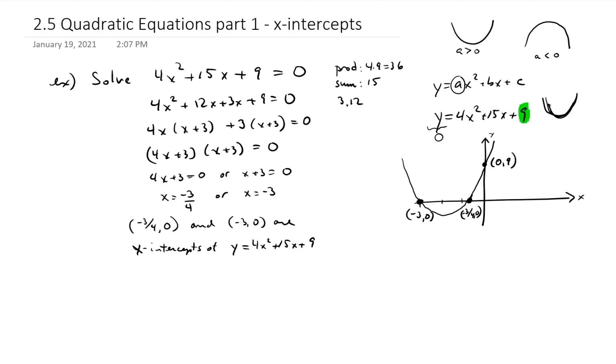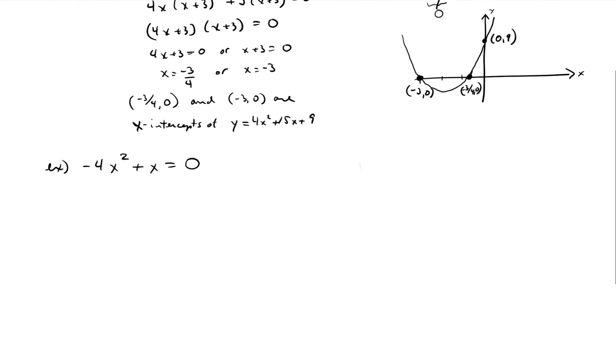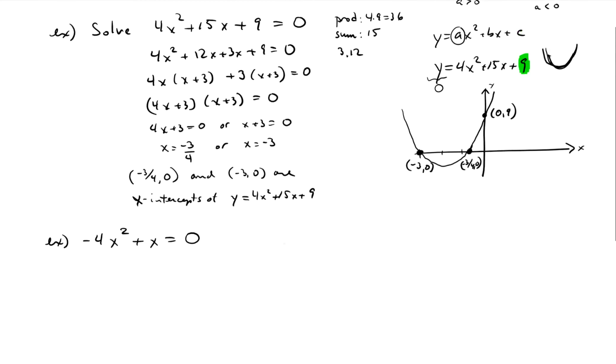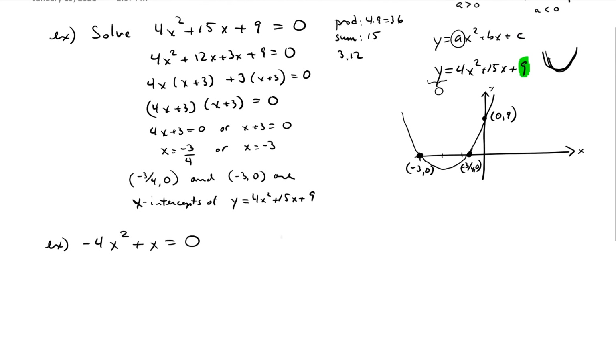Let's do another one. Got minus 4x squared plus x equals 0. I want to solve this. Well, greatest common factor first is the thing you want to check. I actually did check before: 4x squared, 15x, and 9 have nothing in common.